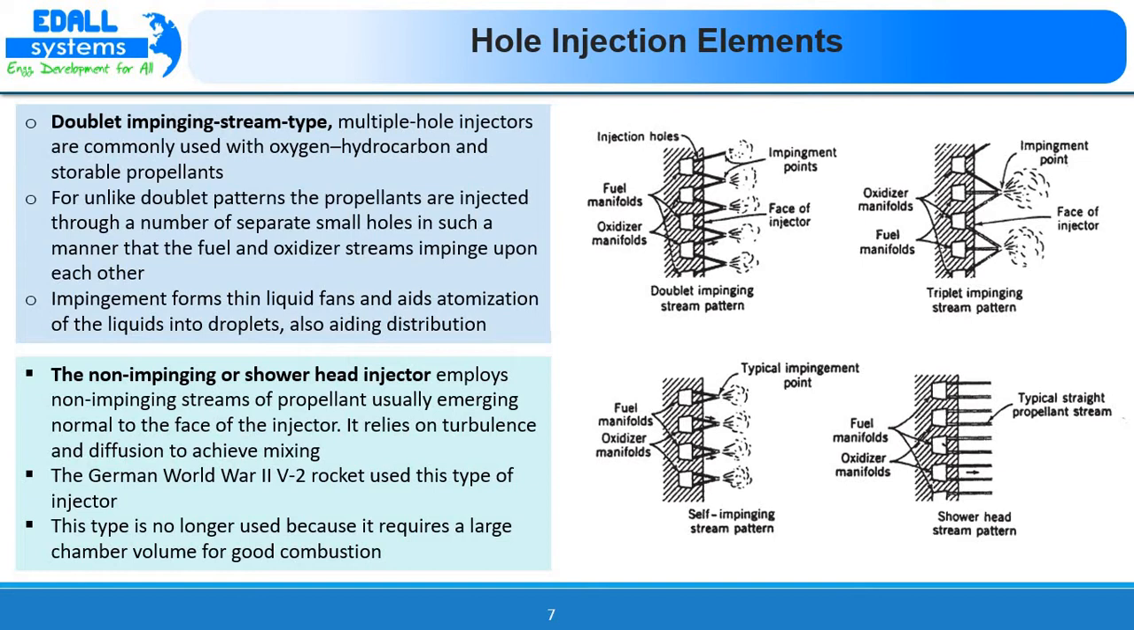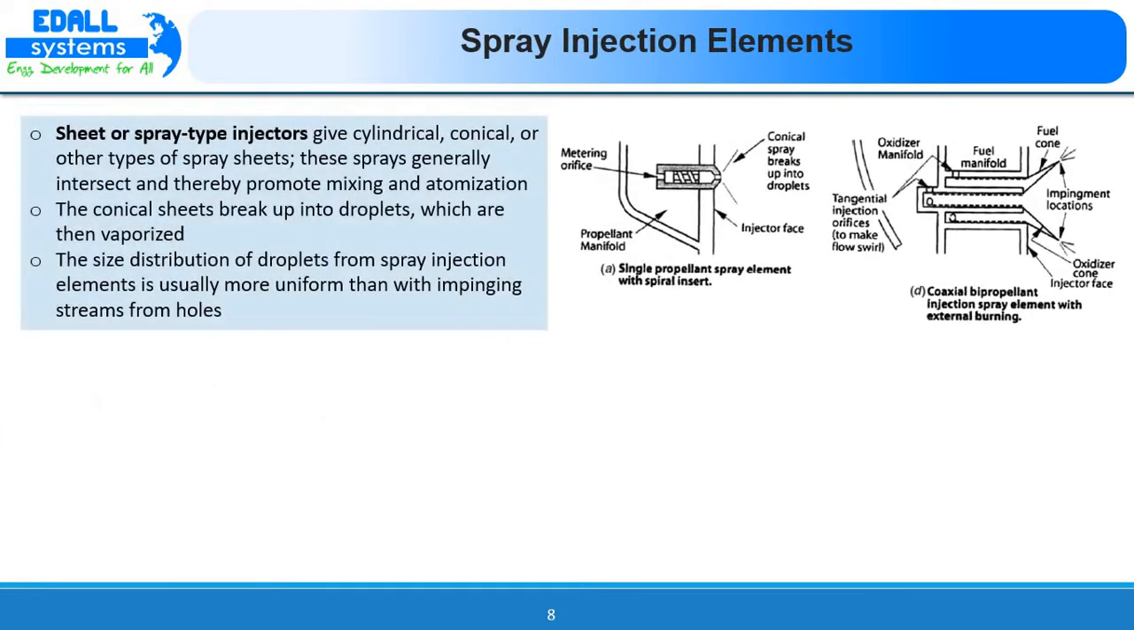This type is no longer used because it requires large chamber volume for good combustion. And as it relies on turbulence and diffusion to achieve mixing, it is very difficult to use this kind of injection type in today's rocket engines. So moving on to the next type, that is spray injection elements. Here we have again two types.